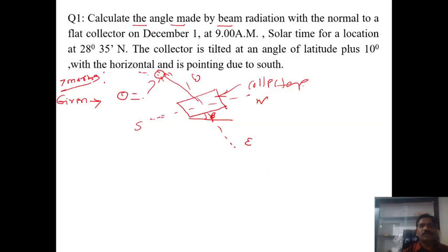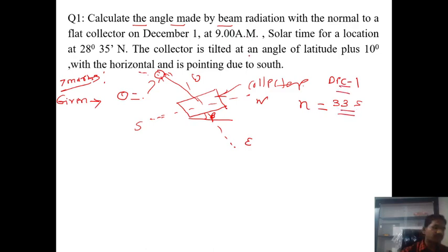Okay, so this is the question. Flat plate collector, on which day? This December 1st. So the day is given, December 1st. What is the value of n for this particular situation? December 1st, guys. Which day is this? This is the 335th day of the year. N is the day of the year, because we know the total number of days is 365. So 1st December is 335. Okay.